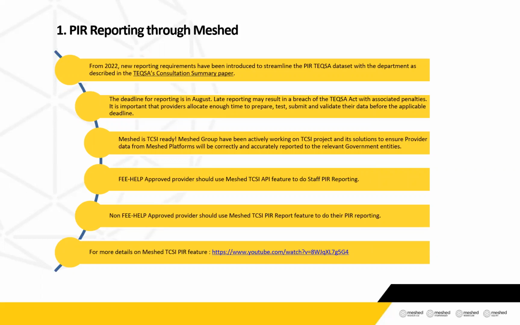As most of us know, from 2022 you're supposed to report your PIR data through the new TCSI feature, and the deadline for this reporting has been extended till August. So you have to make sure that you complete your PIR reporting by this August deadline. There are two ways of reporting: first is through the API feature, and second is TCSI manual data entry. Mesh is already equipped with both these features. So fee help approved providers are supposed to use the API feature to report their staff data.